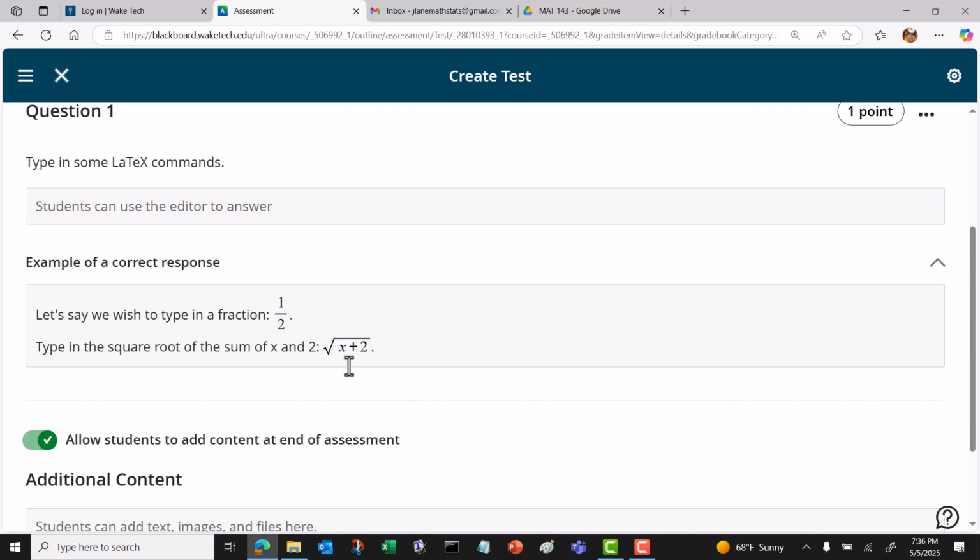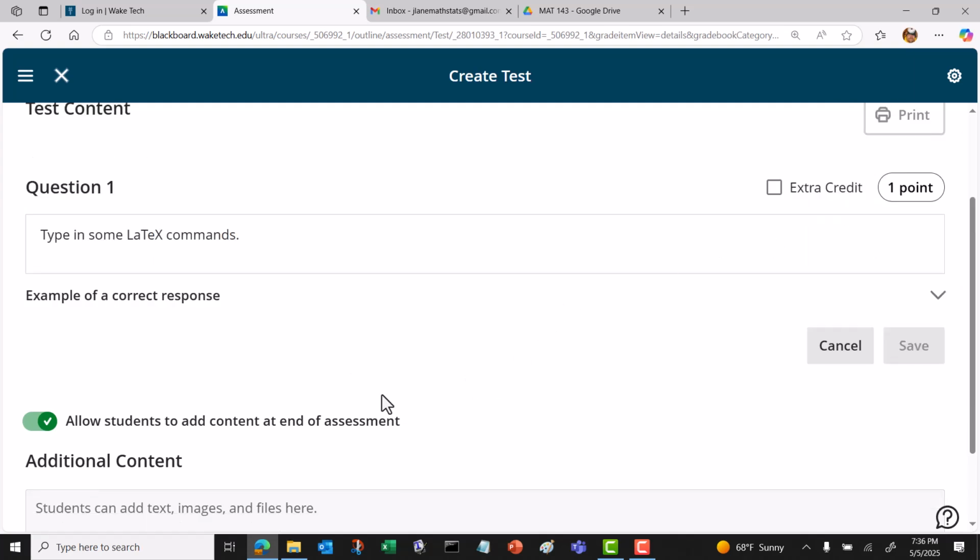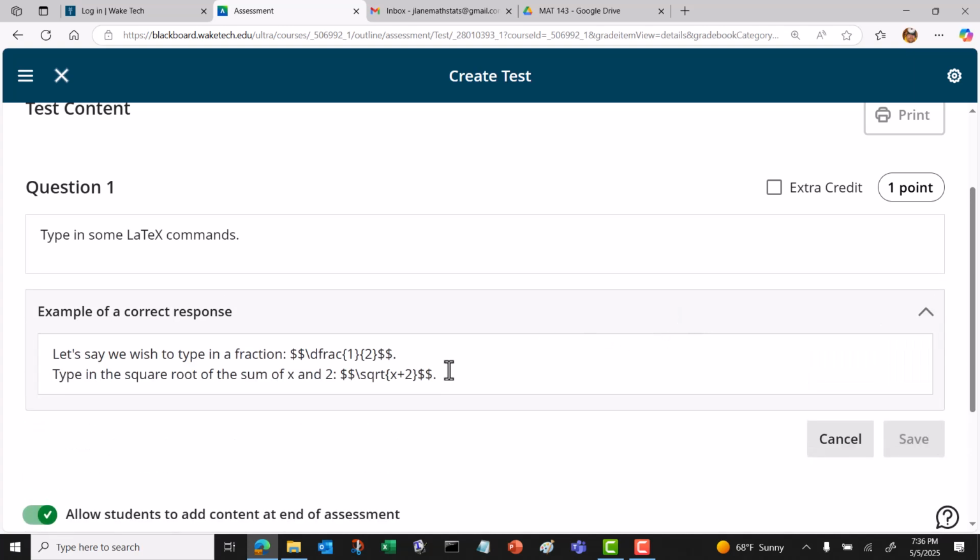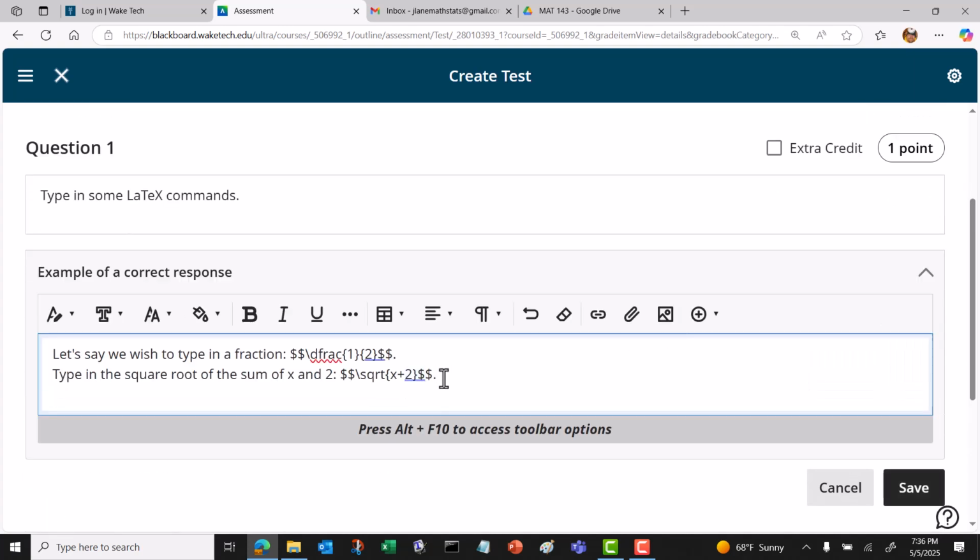So again, we can use LaTeX commands for mathematical typesetting. For those that are familiar with it, you can use these commands. It saves a little bit of time instead of going through the Insert Content.